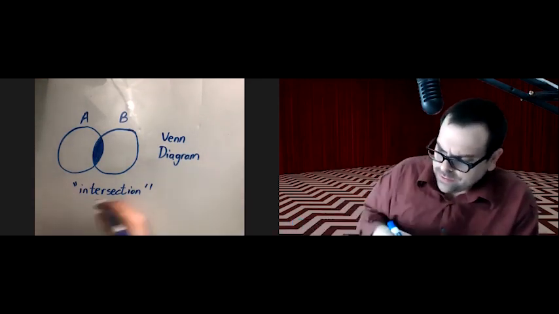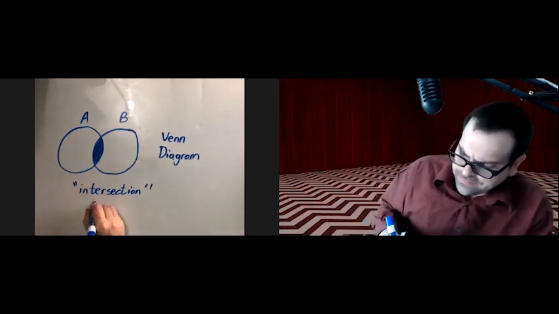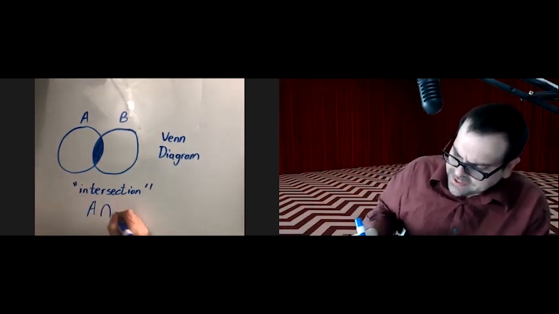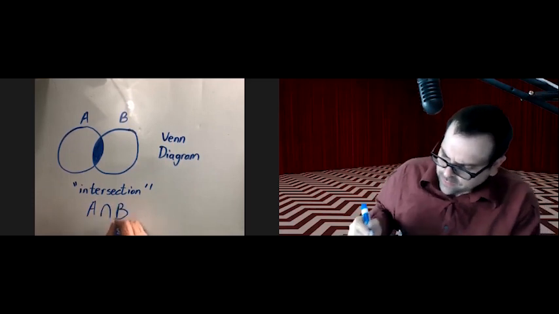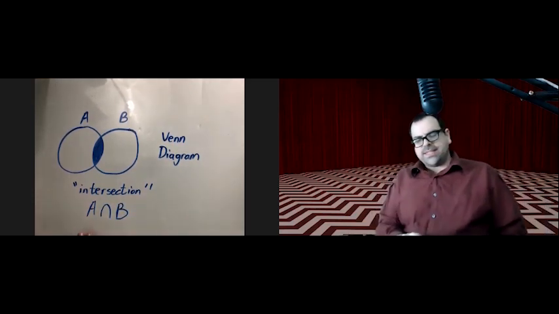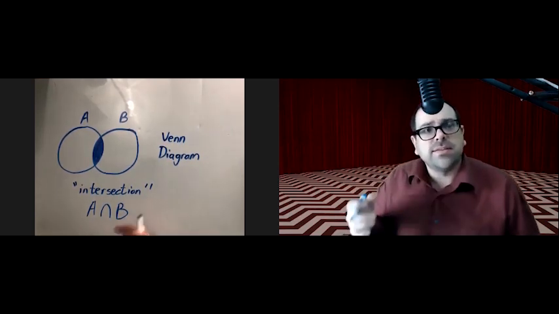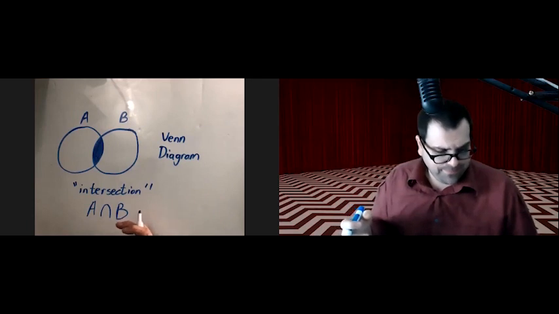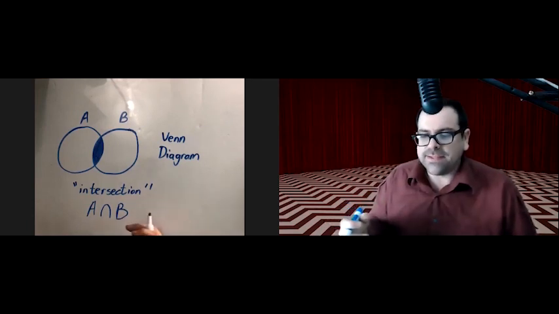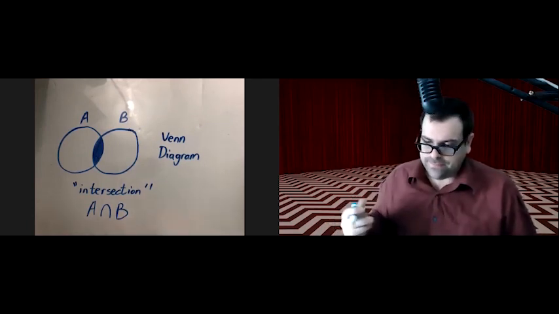The symbol for the intersection is an upside down capital U. When we see the intersection of A and B, what this means is, where do the two sets overlap? What are the elements in common?